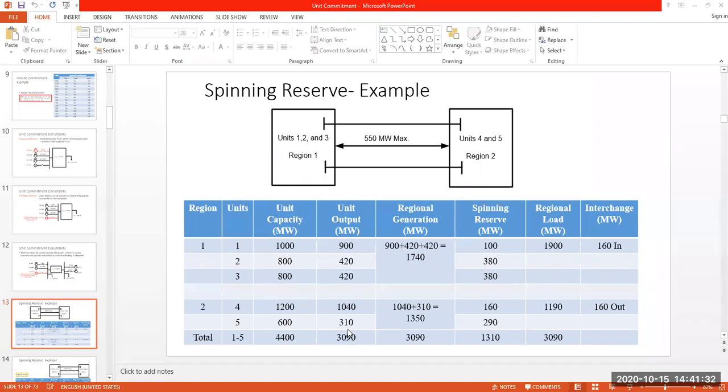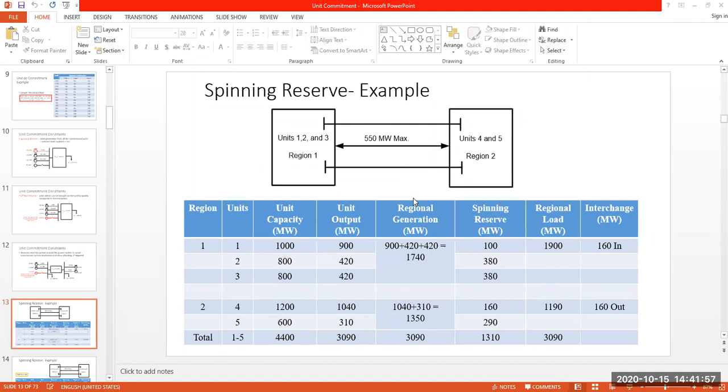There is no loss. However, if for any example we consider some losses over these interconnecting networks, then of course we have to add up that loss. And in that case, we have to meet the constraint like this generation would be equal to this load plus whatever loss is there. But in this example, we are not considering any loss.